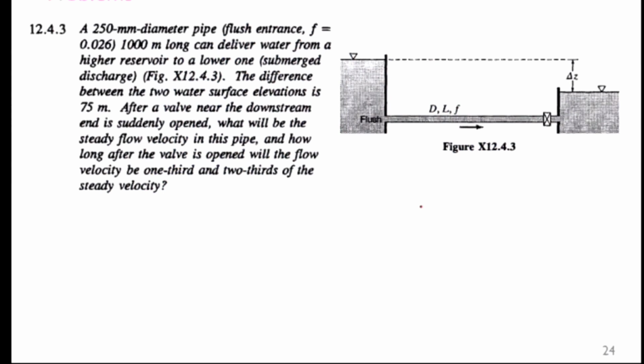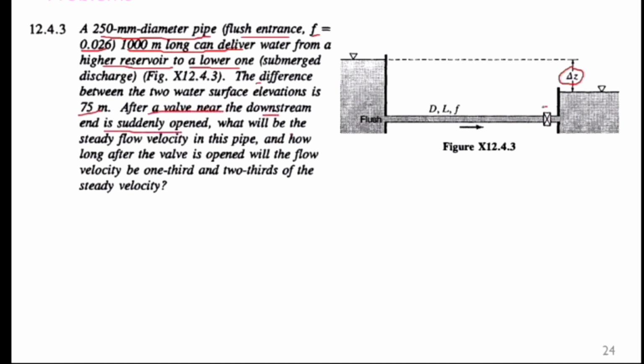Now let us solve one or two problems to finish this. We have a 250 mm diameter pipe, flush entrance, friction factor given as 0.026. The pipe is 1000 m long. It delivers water from a higher reservoir to a lower reservoir. The difference in elevation, delta Z, is given as 75 m. A valve near the downstream end is suddenly opened.